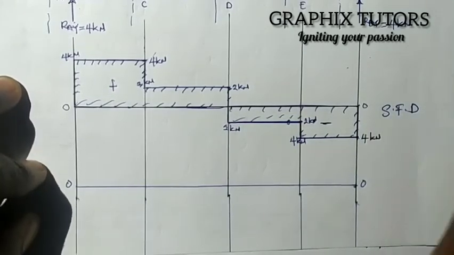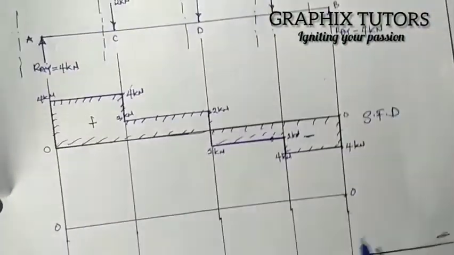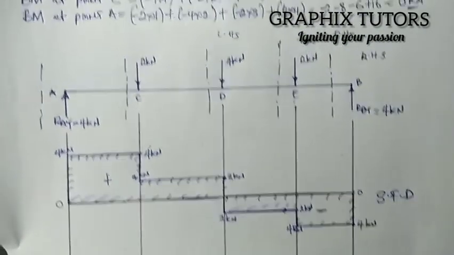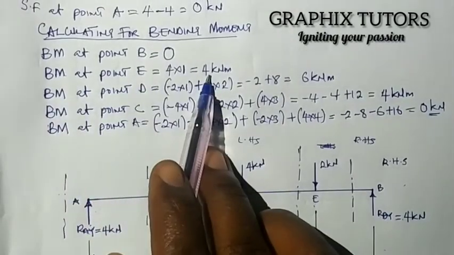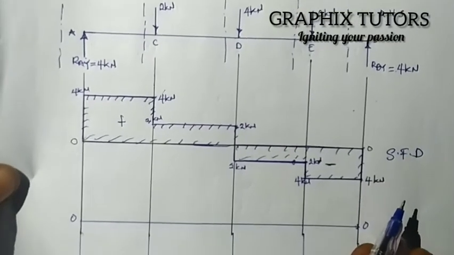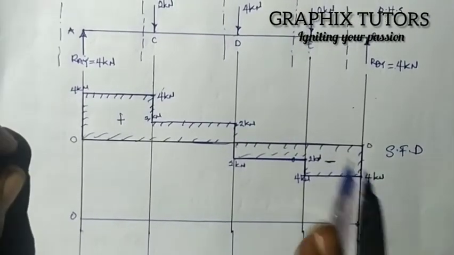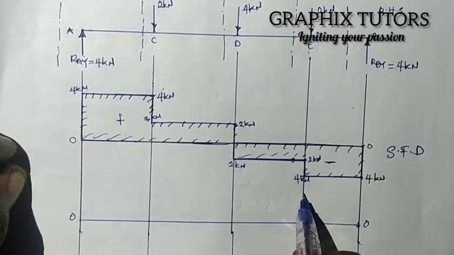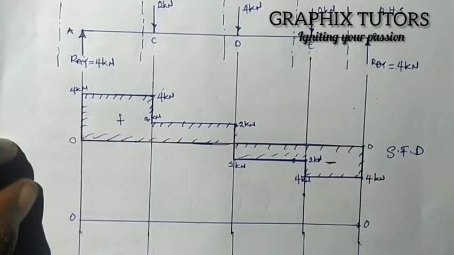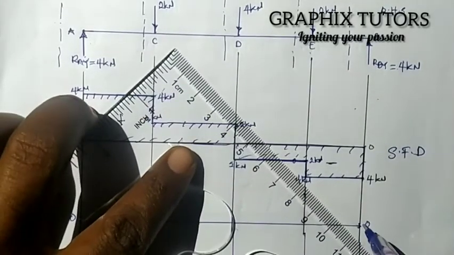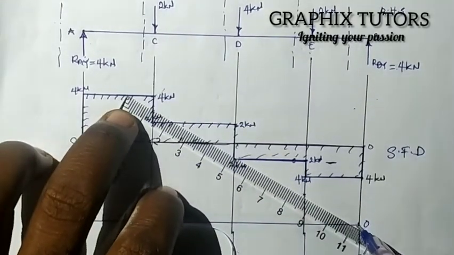Bending moment at point B is what? Bending moment at point B is 0. So that means at this point here the bending moment is 0. Then the bending moment at E is what? 4 kilonewton meter. And this is point E here, right? So we are going to mark 4 up. Let me say 4 is somewhere around here, right? So in this case now, since the shape of the diagram is straight, the bending moment diagram will be inclined in this direction.